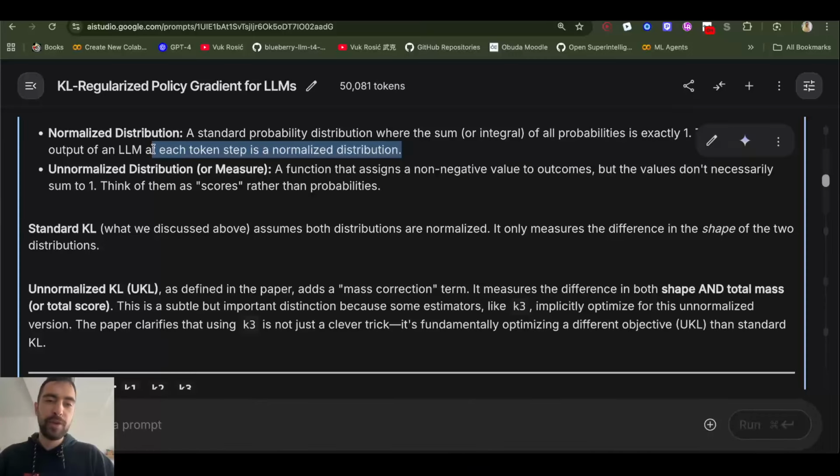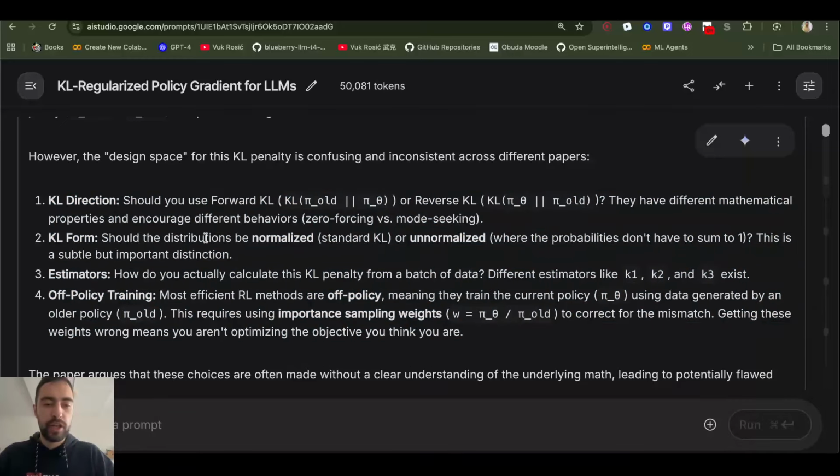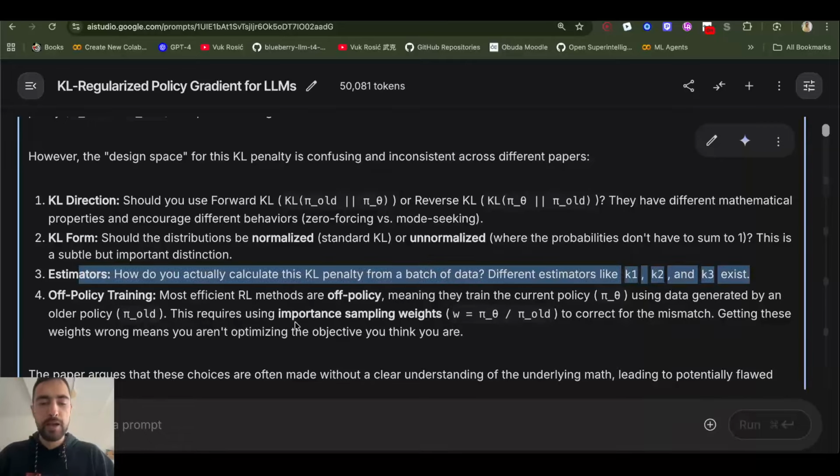And for unnormalized KL divergence, we would measure not only the shape as before, but also the total mass. So if these scores add up to some number in one policy and add up to another number in the other, we also measure divergence there. So these are the problems that the paper says are still not clear about what we should do. Like, should we use forward or reverse? Should we use normalized or unnormalized? How should we use estimators, which I will explain now?